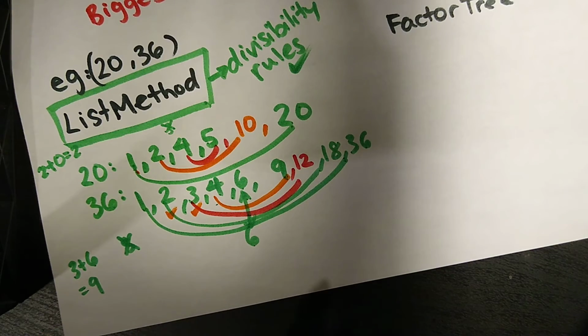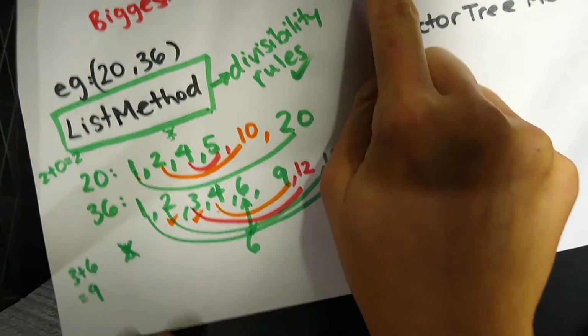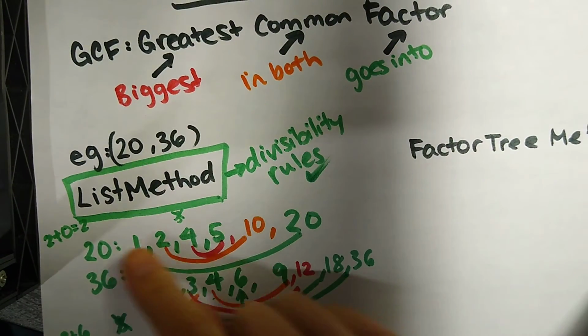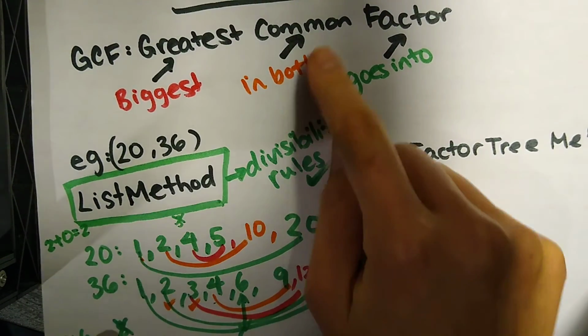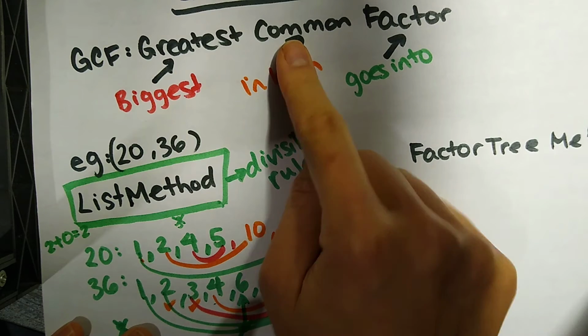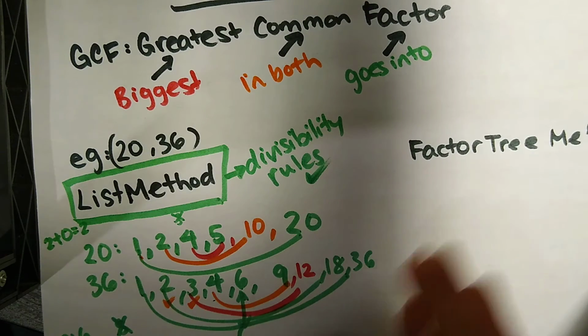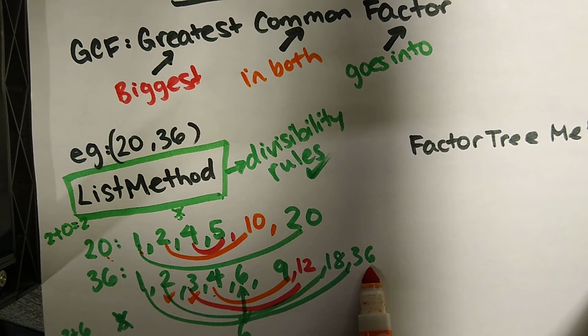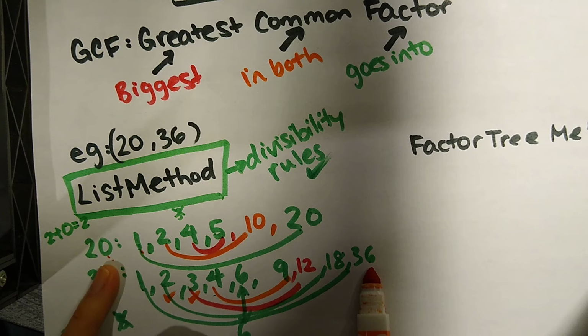Now all we need to do is, we found all of the factors that go into 20 and 36. Now we just need to find what is common as well as the biggest. So if we start from the right side, let's see what is the biggest number that goes into both 20 and 36. 36 is a factor of 36, but is not a factor of 20.